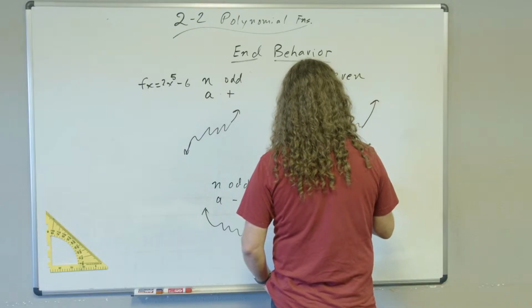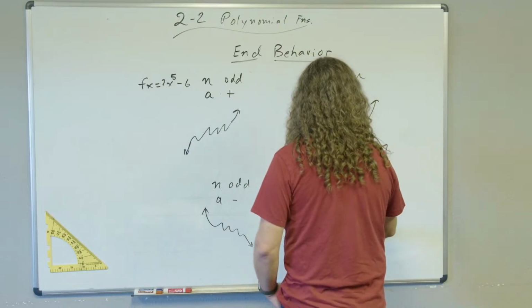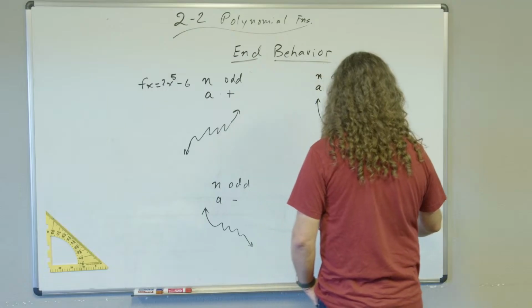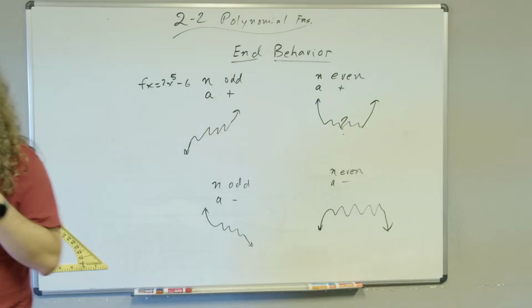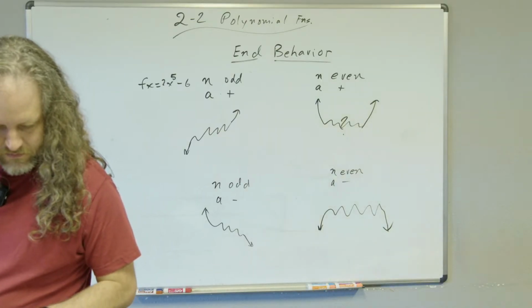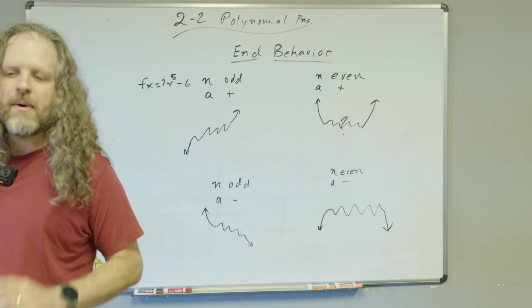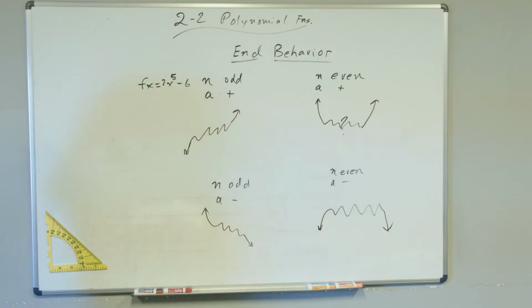When n is even and a is negative, it's going to be opening down. Both ends opening down, with some junk in the middle. We don't care about the middle yet. We will later. We'll do all the maths to figure out the middle.